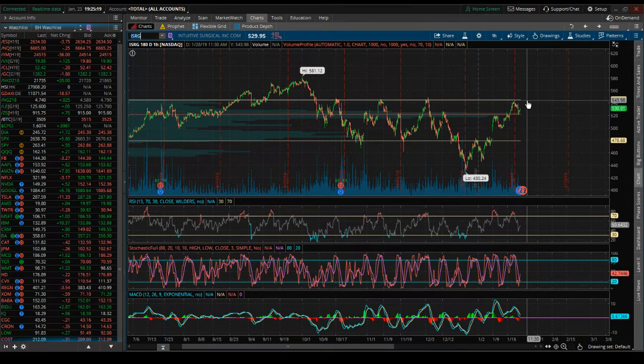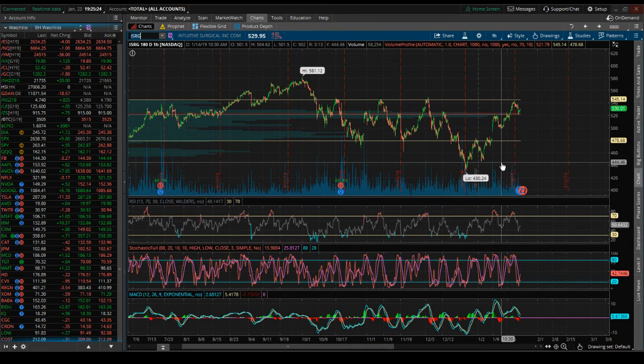Maybe it can get back up to 540 or something like that tomorrow if it wants to give a one-day pre-earnings run. But yeah, that should definitely be interesting.